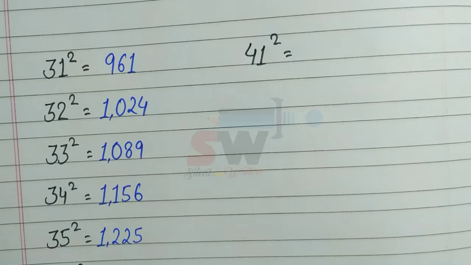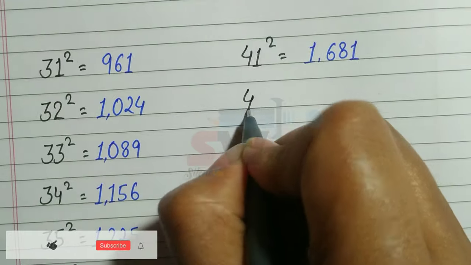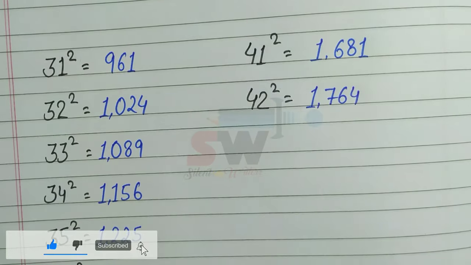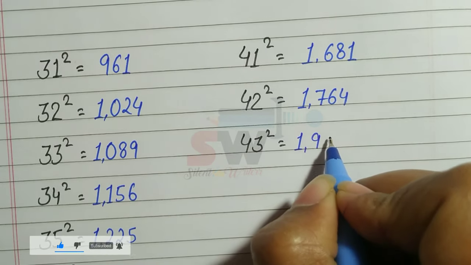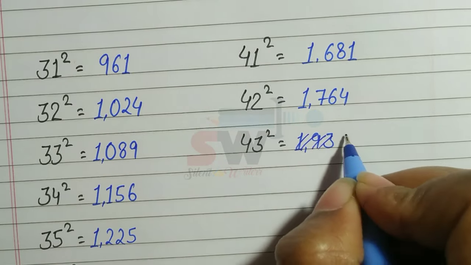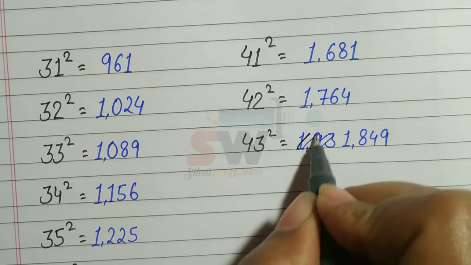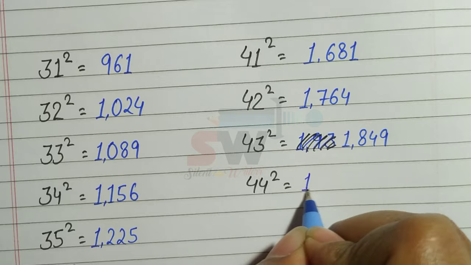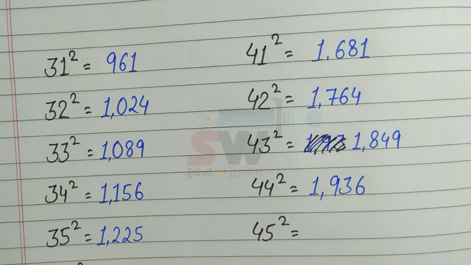Square of 41, 1681. Square of 42, 1764. Square of 43, 1849. Sorry, it's a little mistake. Square of 44, 1936.